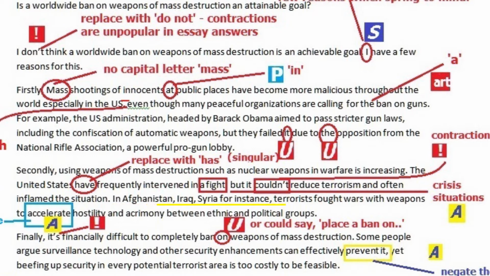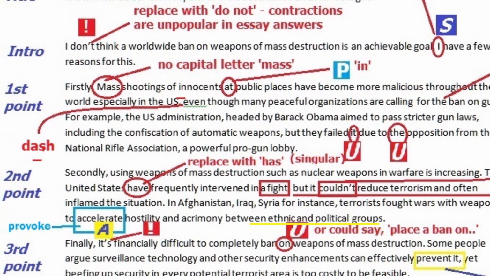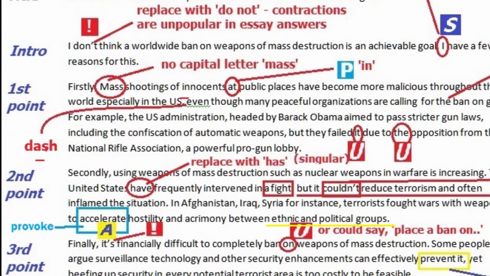In Afghanistan, Iraq, Syria, for instance, terrorists fought wars with weapons to accelerate hostility and acrimony between ethnic and political groups. Grammatically, that's fine. There is an alternative suggestion. What has been written is grammatically correct. This is just an alternative, maybe slightly more appropriate word. To accelerate hostility, to provoke hostility.